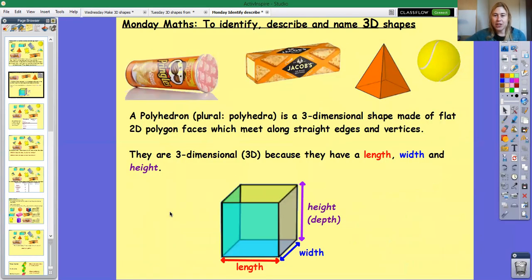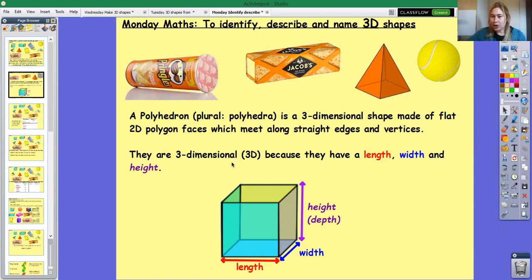I want to start by just talking about 3D shapes for a moment and just reviewing something about them. So it says here, a polyhedron, plural polyhedra, so one polyhedron or four polyhedra, they're three-dimensional shapes made of flat 2D polygon faces, which meet along straight edges and vertices. There's lots of language here, so we're going to get to know this language a lot better as we go through this lesson. Okay, this is the main thing I want you to focus on right now.